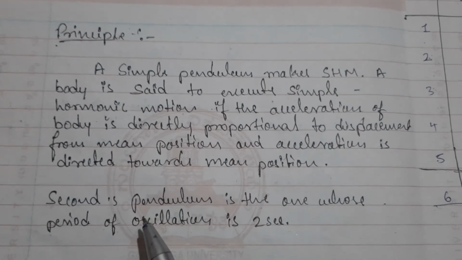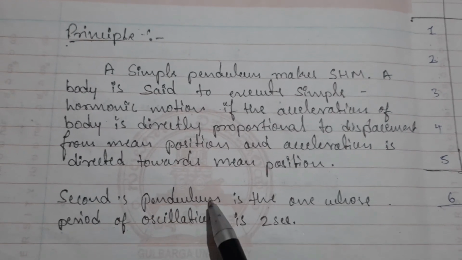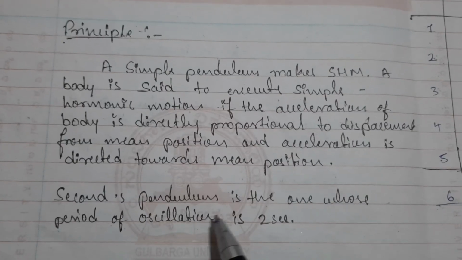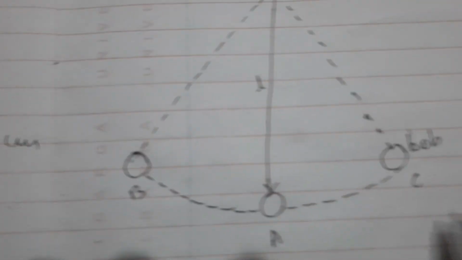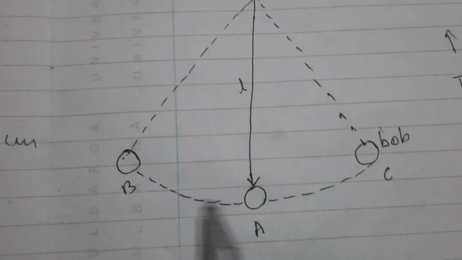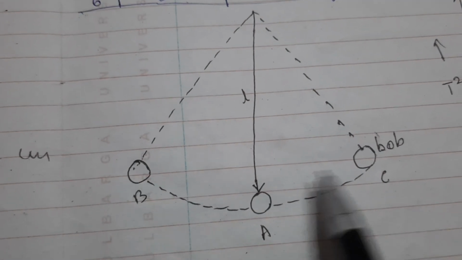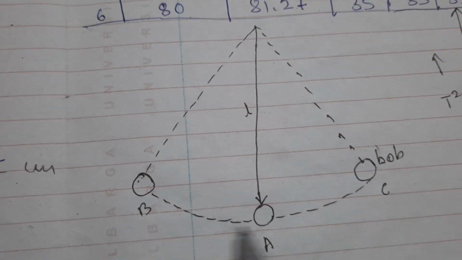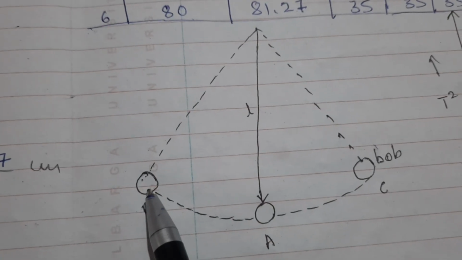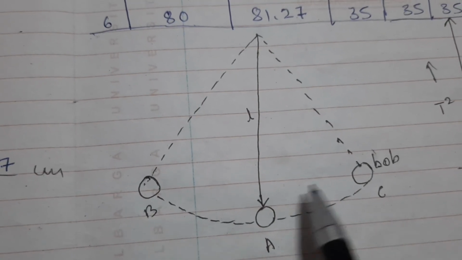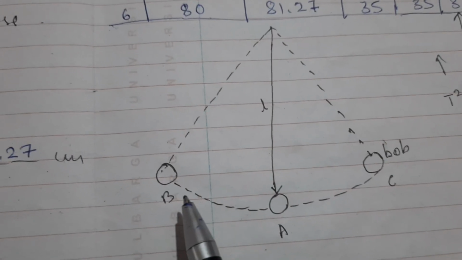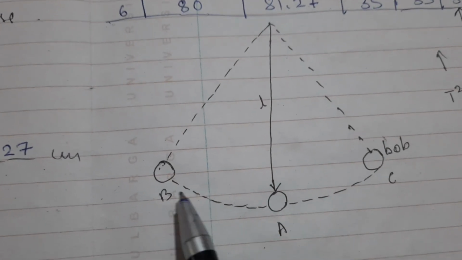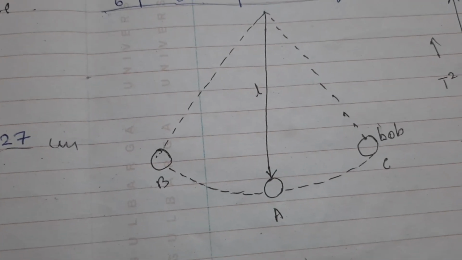So, the seconds pendulum definition: a seconds pendulum is the one whose period of oscillation is 2 seconds. Whenever a simple pendulum oscillates from this end to this end, and when it comes back to the same point itself, it is called one oscillation. So this must take 2 seconds. That's why it is called a seconds pendulum.